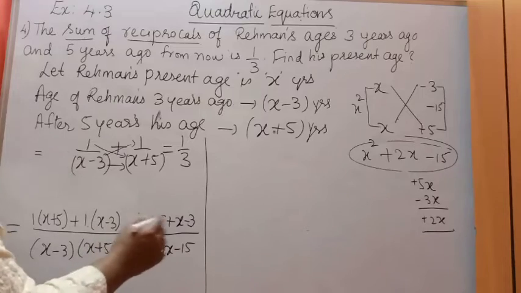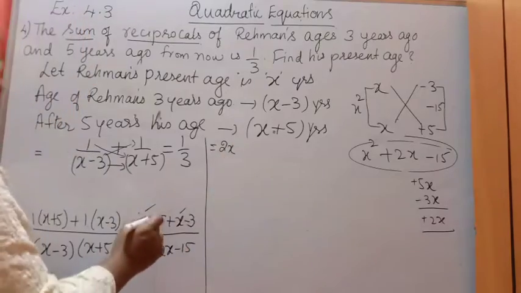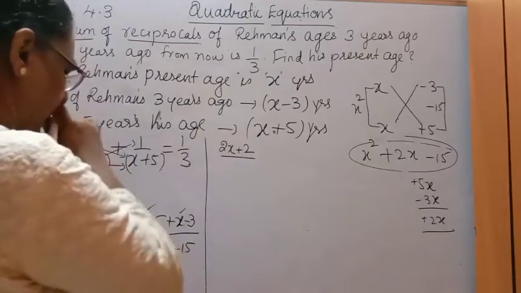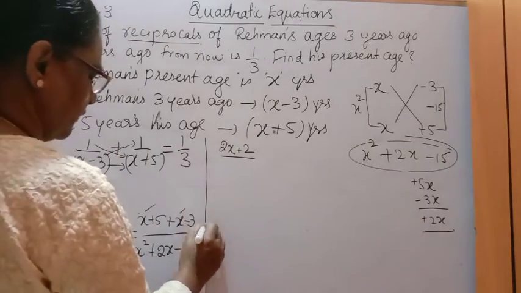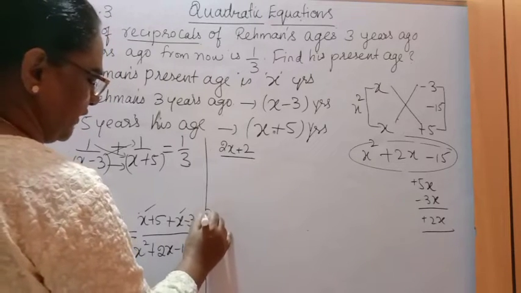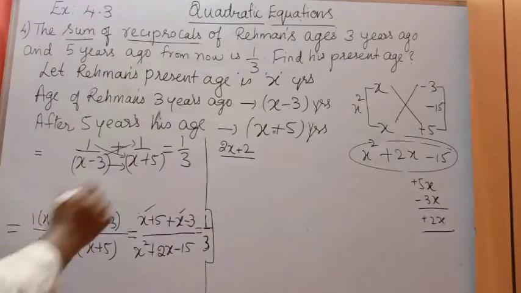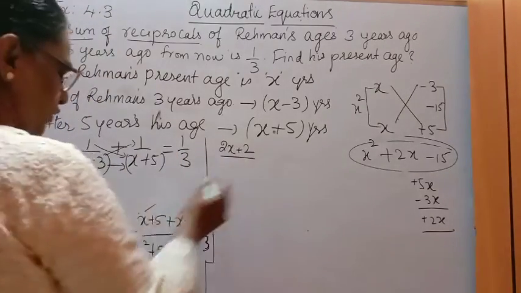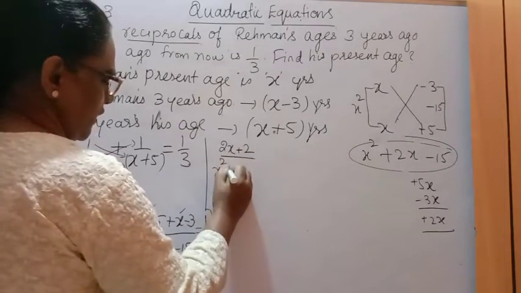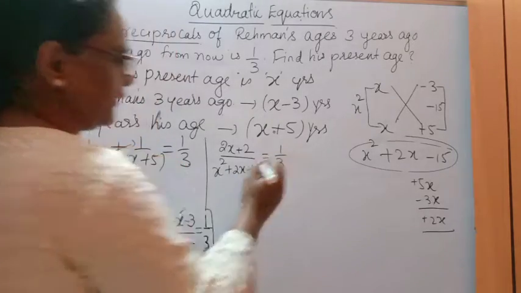Now what I am going to do here, I have 2x here, I am going to add here. 2x plus 5 minus 3 is plus 2. Is it not? So this is equal to 1 by 3. According to the problem, this is equal to 1 by 3. You have equated this to 1 by 3. So the numerator value is 2x plus 2, and the denominator value is x square plus 2x minus 15, equal to 1 by 3.